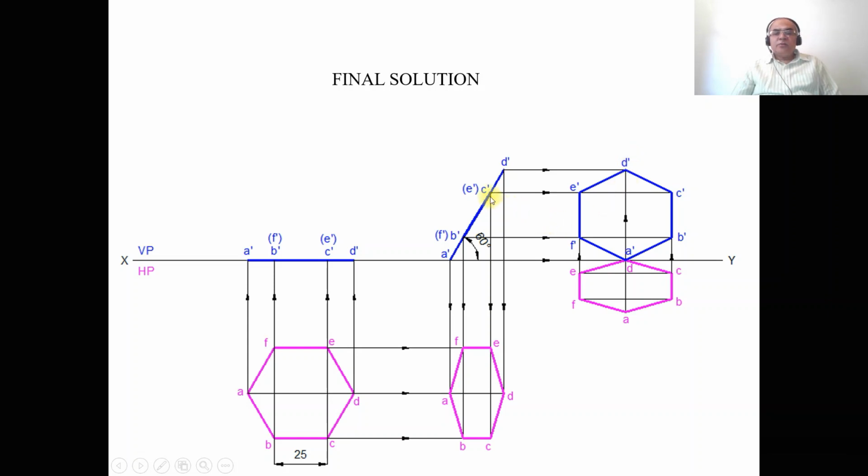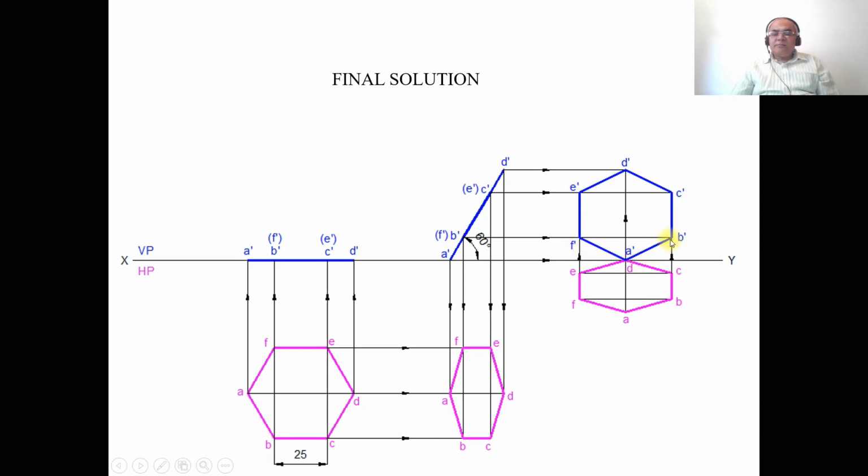And then draw a horizontal projector from C dash and E dash. Draw a vertical projector from C and E. Both these two lines will intersect at this point and also at this point. You mark those points as C dash and E dash, and draw a horizontal projector from B dash and F dash, and draw a vertical projector from B and F. Both these two lines will intersect at this point and here, and at this point here. And you mark these points as B dash and F dash.